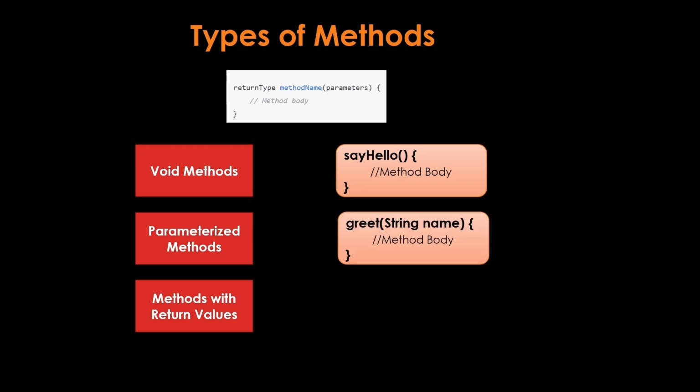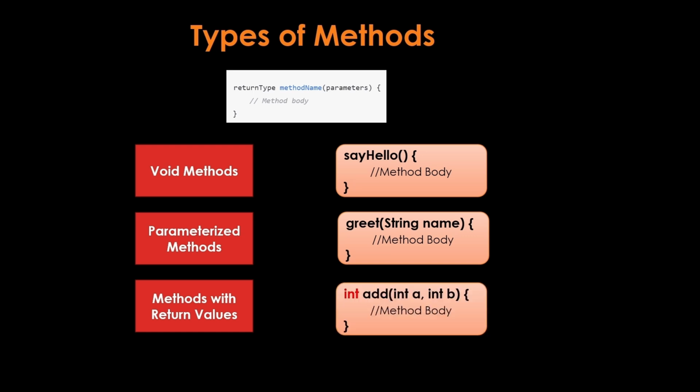Next is parameterized methods. Here it has a method name, parameters, and method body. So these are called parameterized methods. Third is method with return value. Here we have int as return type, add is the method name, int a, int b are parameters, and the method body. Whatever parameters we send, a and b, go as input to the method body. Inside the method body, some actions are performed and the result is sent back in the form of int. Let's write some code in our IntelliJ IDEA and understand these methods in detail.